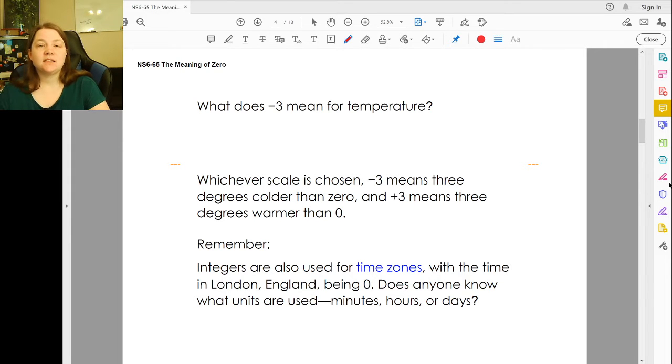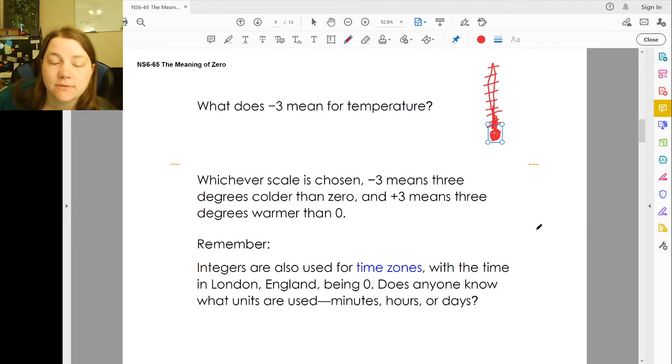So what does -3 mean for temperature? Whichever scale is chosen, -3 means 3 degrees colder than 0. So if you have your thermometer here, depending on your unit of measurement and how set your thermometer is, it goes all the way up, and it's also going down. So -3 would be below 0, or 3 degrees colder than 0. And +3 would mean 3 degrees warmer than 0.